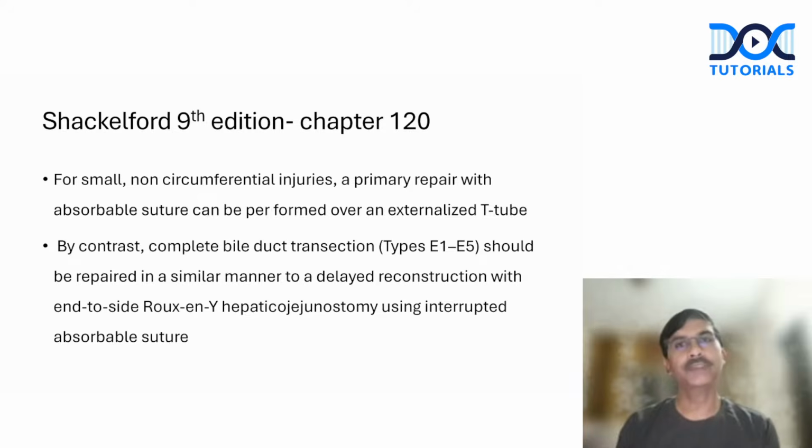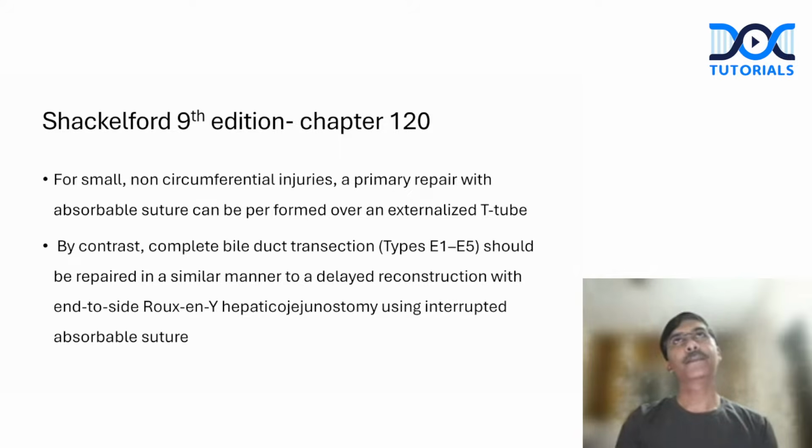And these are the words from chapter 20 of Shackelford 9th edition for small non-circumferential injuries. The question is complete injury. So for non-circumferential injury, a primary repair with an absorbable suture can be performed over an externalized T-tube. So this is what the recommendation says. By contrast, complete biliary transection should be repaired similar to a delayed reconstruction with end to side Roux-en-Y hepaticojejunostomy using interrupted absorbable sutures.